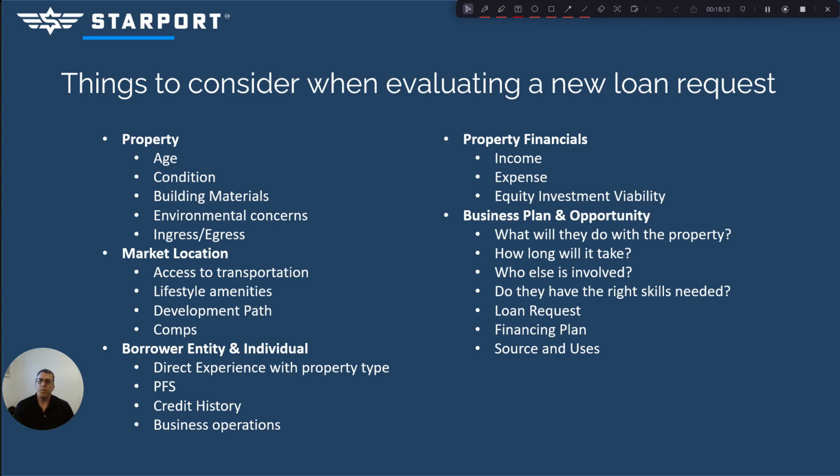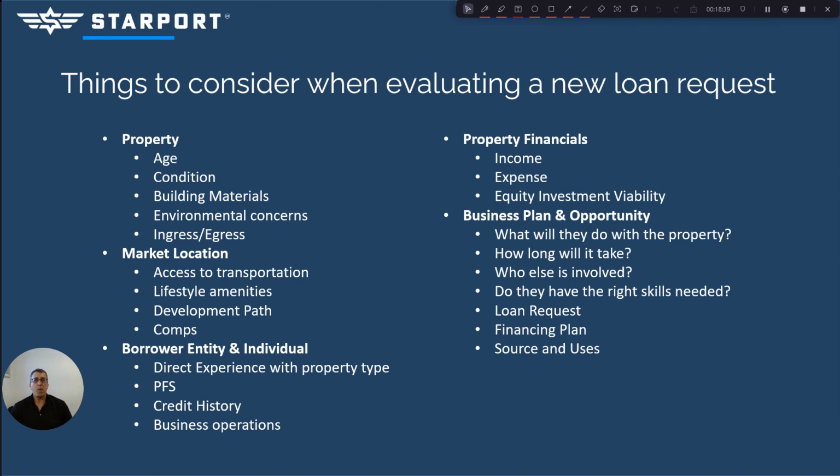Building materials: what was the building made out of? As you get more familiar with different types of property, you can almost recognize when the property was made just by looking at the building materials involved. Sometimes a coat of paint can hide things that are underneath. So you want to make sure that borrowers have thought these things through. Environmental concerns: typically when you're dealing with an investment property, you're going to need to get a phase 1 and or a phase 2 environmental study.